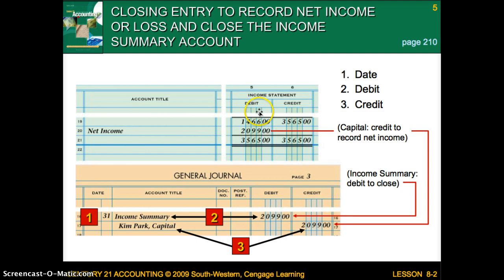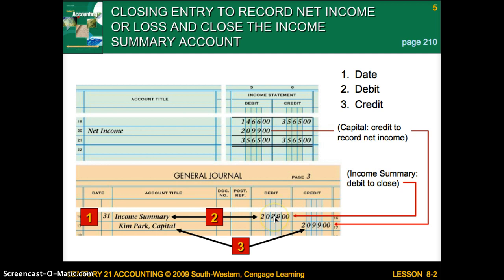Here was our net income in the income statement debit side. This was capital credit to record a net income. So to close our net income, we will debit our income summary and credit our capital. Okay, so this was a debit here. We need to move it to our credit, which would be our capital, because our amount of net income is our capital of our company, depending on if we're making or losing money. Okay, so that will go in the credit side.